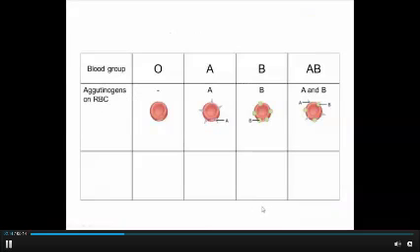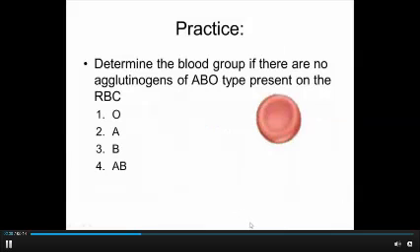Simple enough? So again, blood type O, people do not have antigens or agglutinogens of that particular type. In blood group A, they only have A agglutinogens. Blood type B, they have B agglutinogens. In AB, they have both A and B agglutinogens. Okay? All right. So let's practice a few questions.